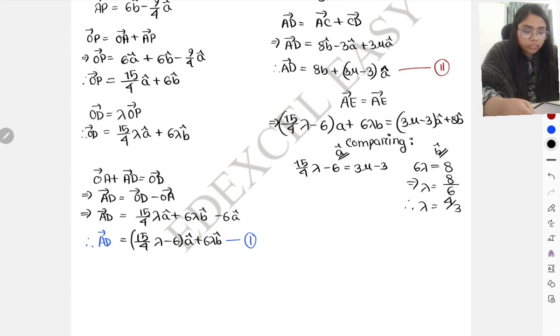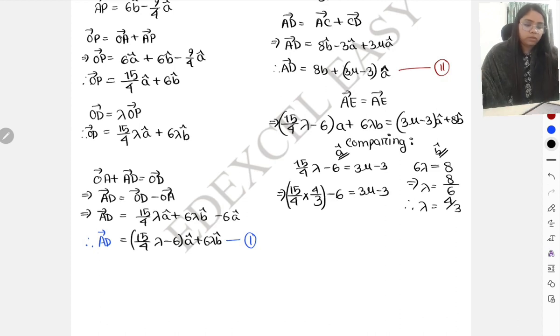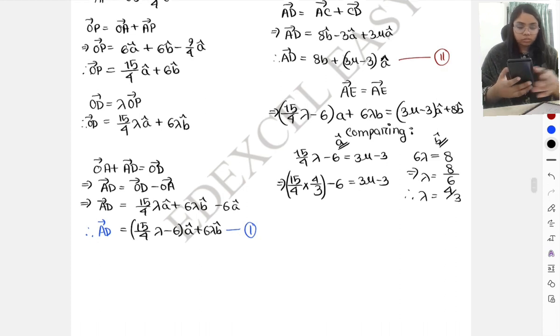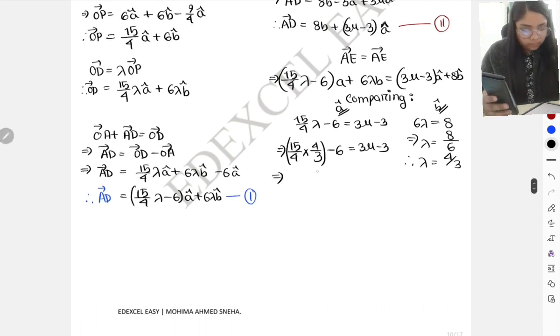If the value for lambda is 4 by 3, you can apply it to the left-hand equation and find the value for mu. So again, it's going to be 15 by 4 multiplied by 4 by 3 minus 6 equals 3 mu minus 3. If you calculate this, the 4s get cancelled out, you get 5. But 5 minus 6 is just minus 1, so you can write 3 mu minus 3 equals minus 1, and in that case mu would be minus 1 plus 3 divided by 3.